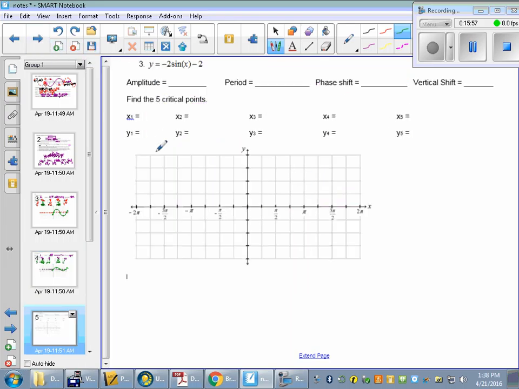All right, so this graph has all three things. It's leading with a negative. It's got something in here as a different amplitude rather than 1, and we do have some kind of vertical shift. So let's see how this graph looks.